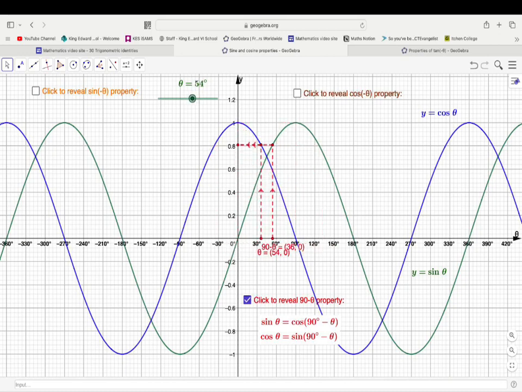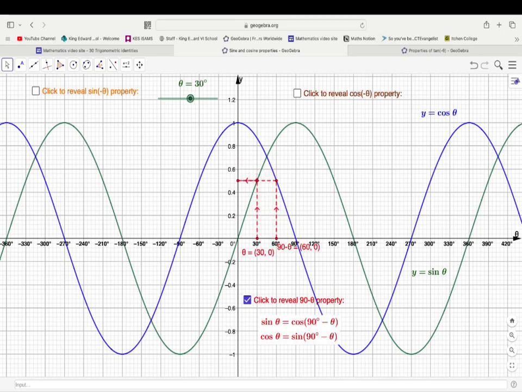We can take other values, for example 10. The sine of 10, you can see, will be down to here, and the cos of 90 minus 10 will also give you the same value.